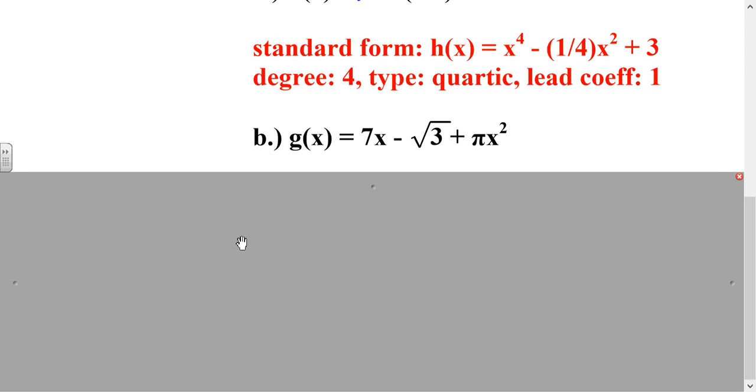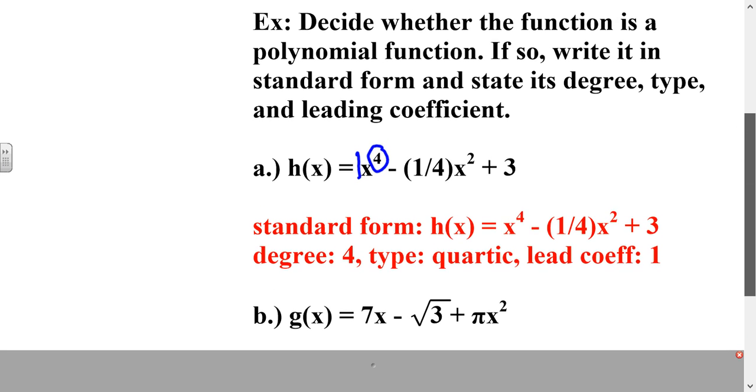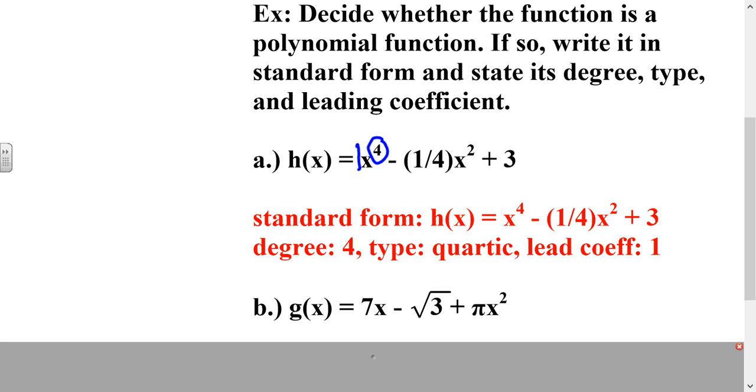So first we need to decide if it's a polynomial function. So are all of the exponents whole numbers? Yes, we only have one exponent. It's a 2, so that works. Then we also need to write it in standard form.